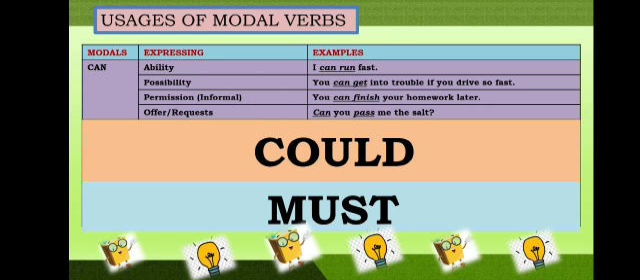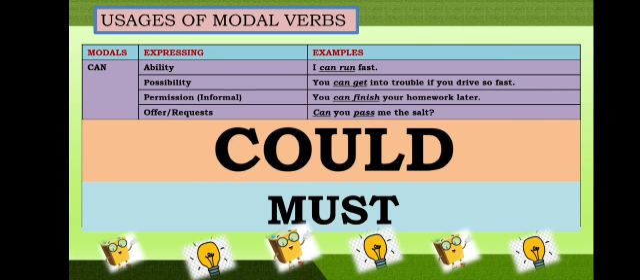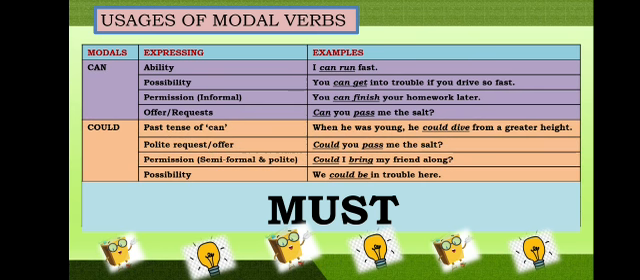Next modal verb is could. Again, it expresses various situations like past tense of can. When he was young, he could dive from a greater height. If the speaker is making a polite request or offering a help. For example, could you pass me the salt? Permission in semi-formal and polite situation. For example, could I bring my friend along? Next is the possibility, as in we could be in trouble here.